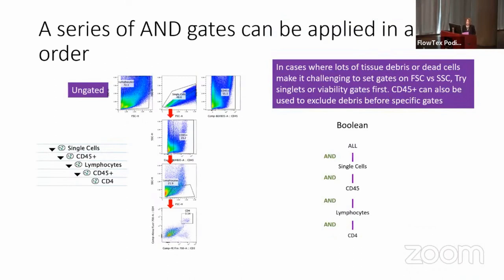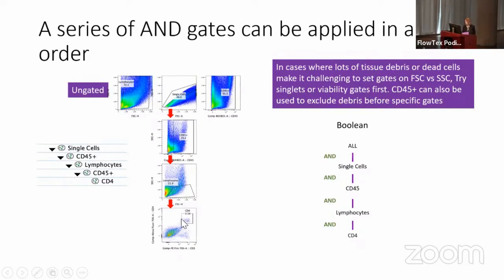Anytime you have a series of AND gates and you're trying to clean up a sample, you should remember that you can use these in any order. Most people will show you a scatter gate first. There's no reason you need to do a scatter gate first if these are all ANDs, right? In this particular case with the scatter gate, we didn't really know where to put it, but a singlet gate is a nice clear gate, so you could start with that, or you could start by cutting out the CD45 positives and then running through your other cleanup gates.